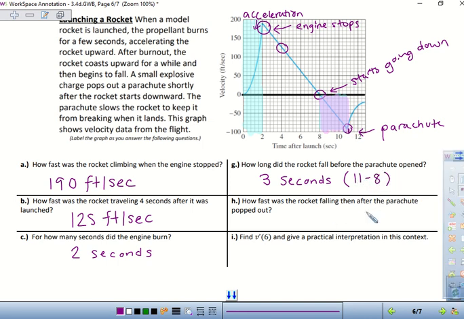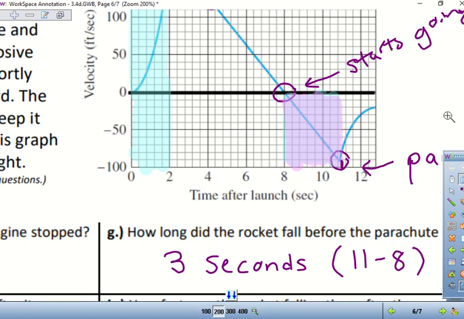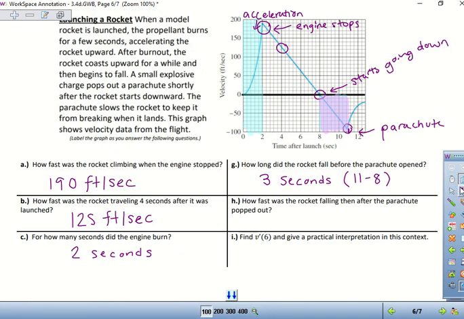How fast was the rocket falling after the parachute popped out? Once the parachute stabilized, it took a minute. It was going 20 feet per second once it stabilized right here. As you can see, it stabilizes at this point right here at 20. So once the parachute fully popped out, we were going 20 feet per second.